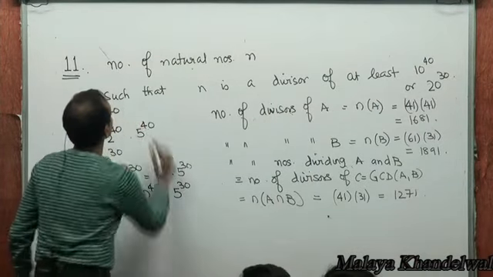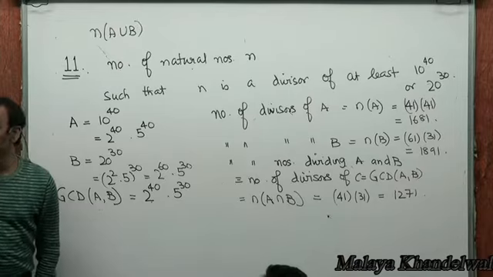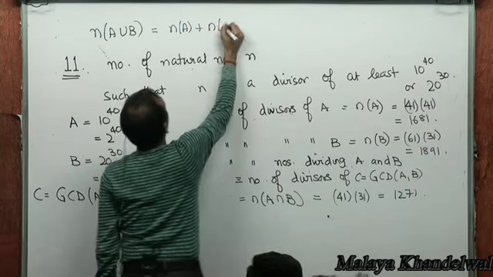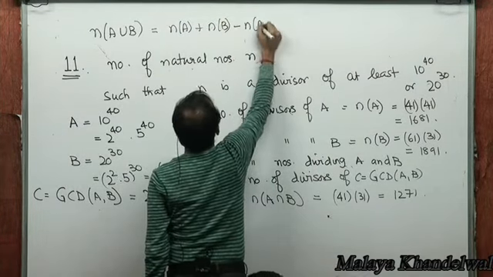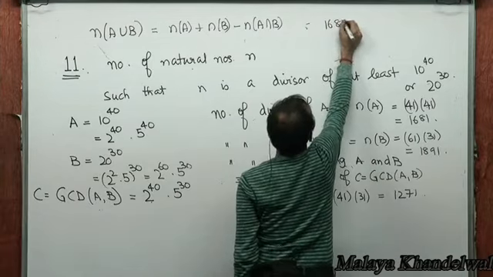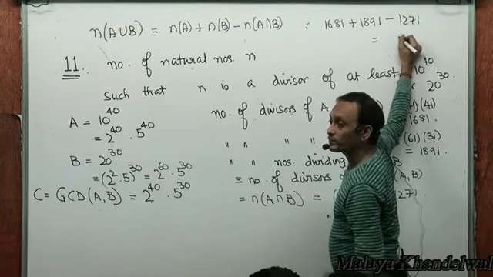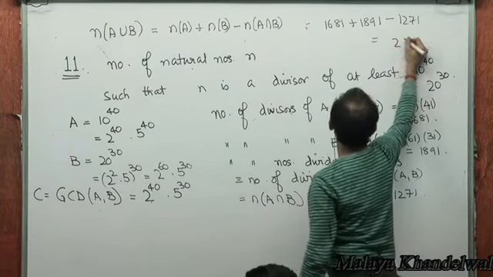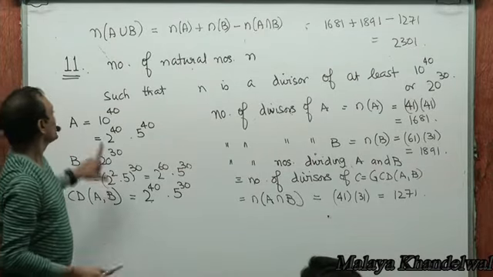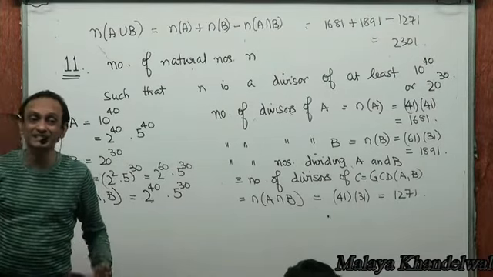That means the number of numbers that divide A or B, at least one of them, from the principle of inclusion exclusion would be NA plus NB minus N of A intersection B. That is 1681 plus 1891 minus 1271, which turns out to be 2301. These are the number of divisors dividing A or B, that means at least one of them.